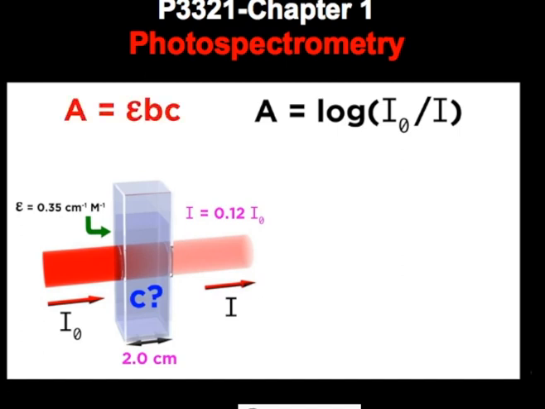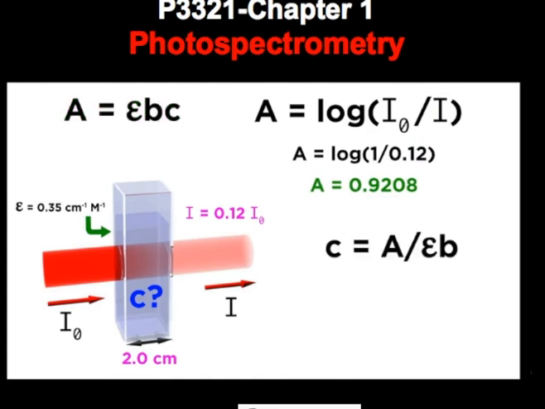If we want to use the more basic version of Beer's law, then first we need to calculate the absorption. We can use this simple equation from before, plugging in 1 for the initial intensity and 0.12 for the other intensity. That gives us 0.9208 for A. Then we will use Beer's law.